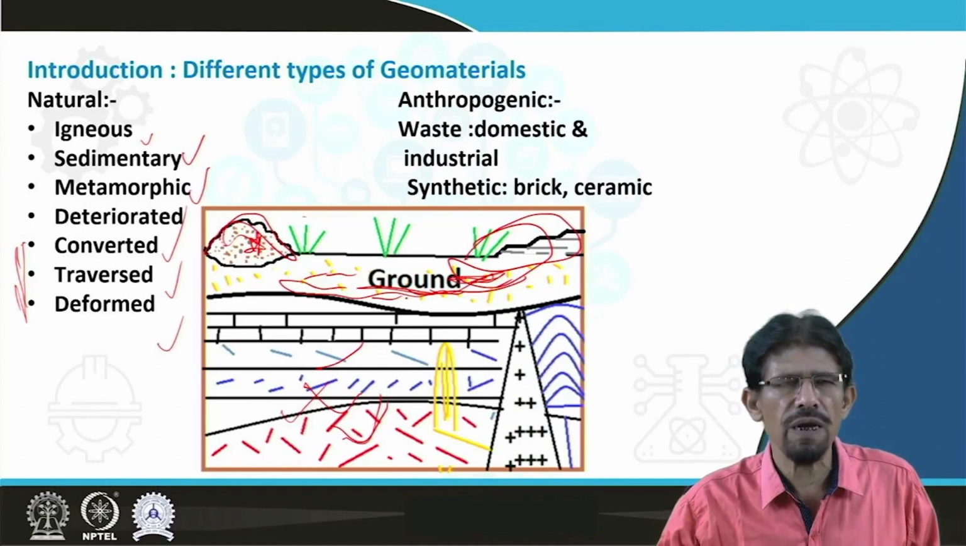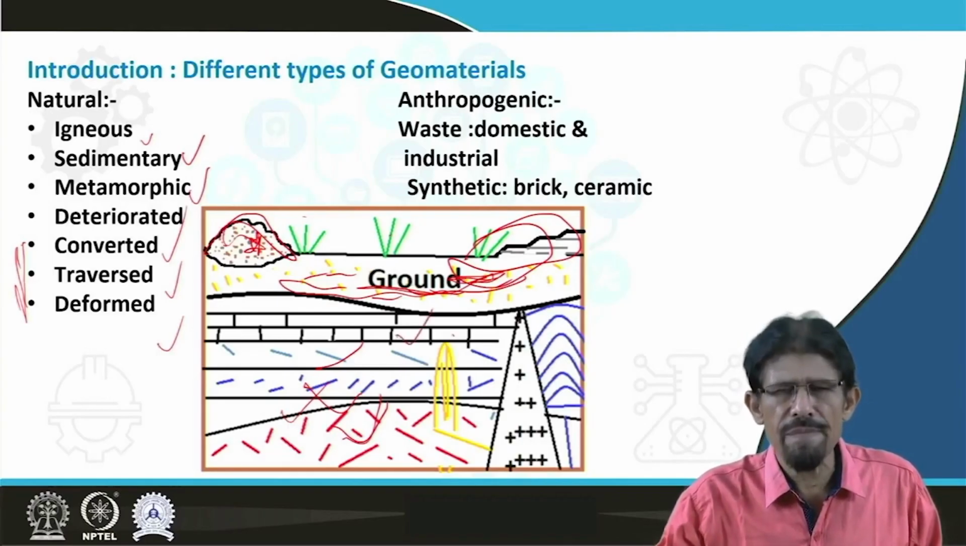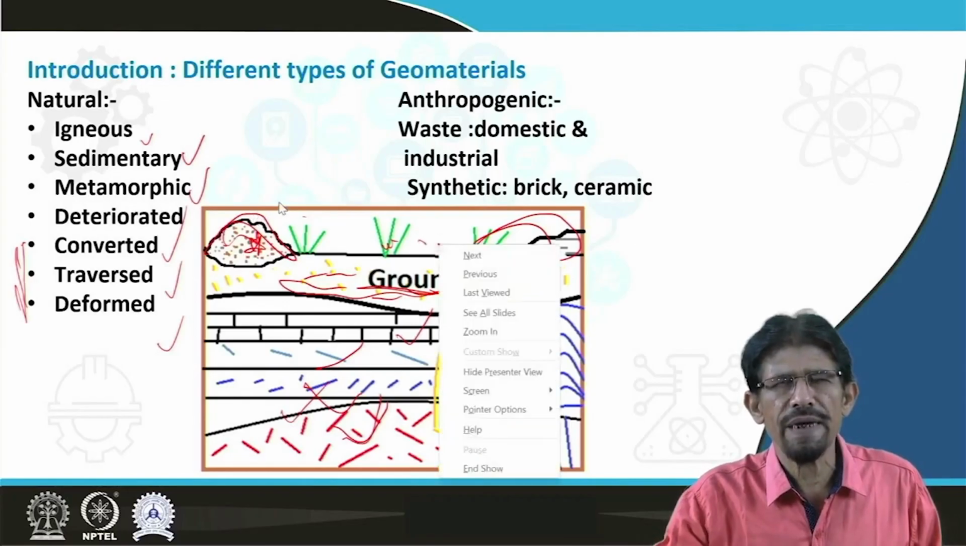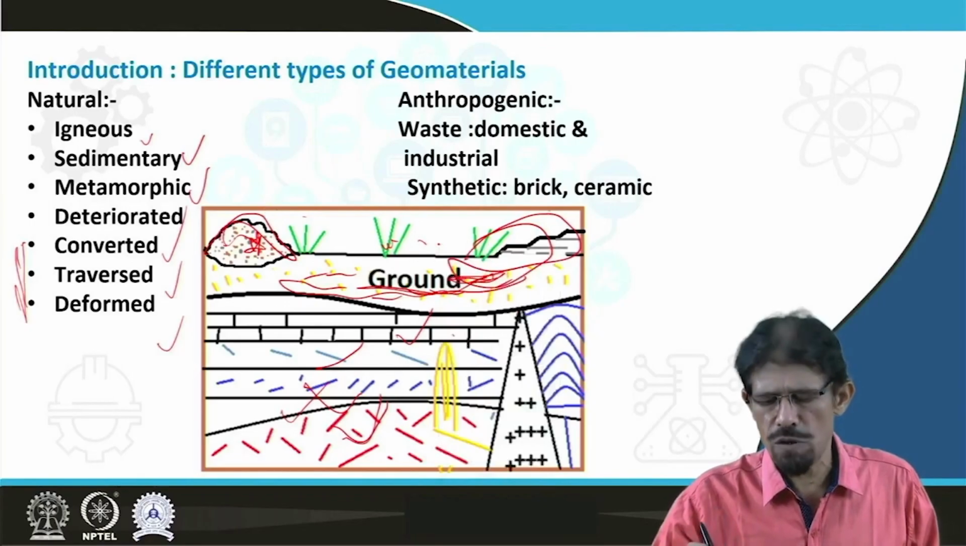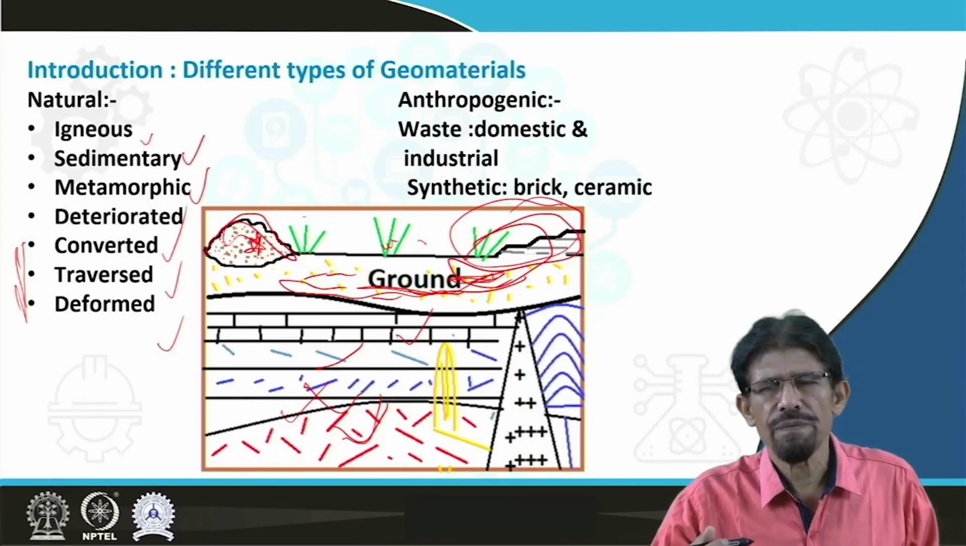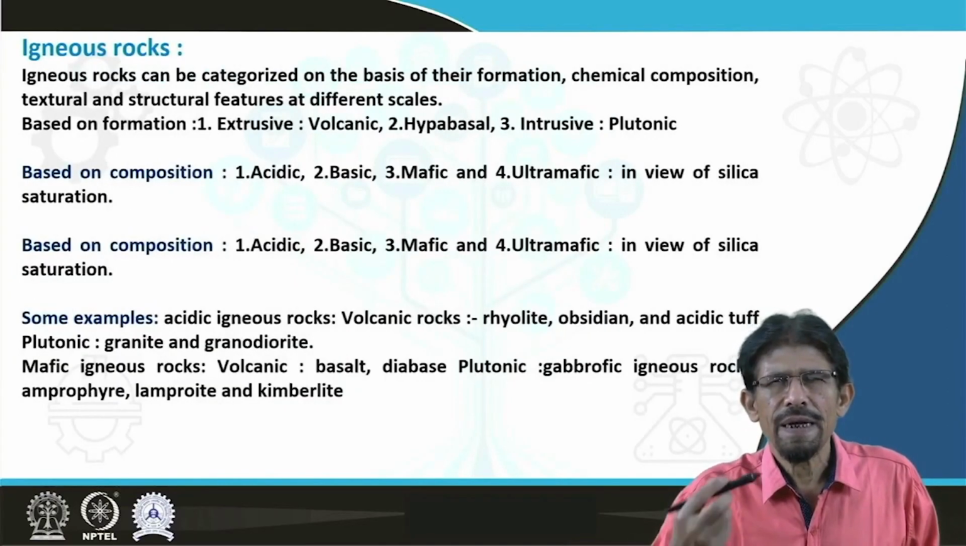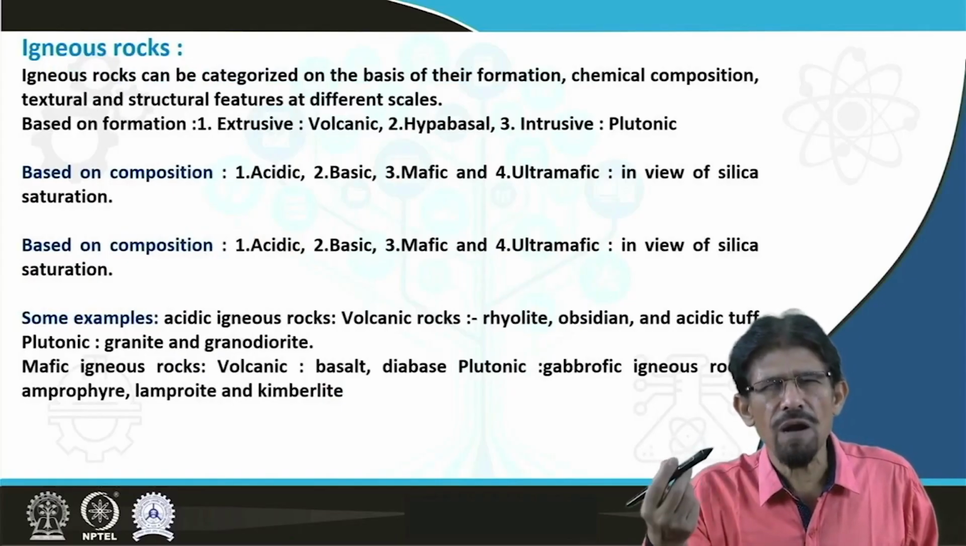In natural, as we have already discussed, sedimentary rocks, metamorphic rocks, and derived material in the form of soil and others, and then waste dump, and some modifications, etc. So therefore we can say that we have varieties of igneous rock.